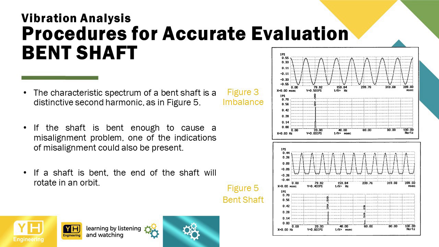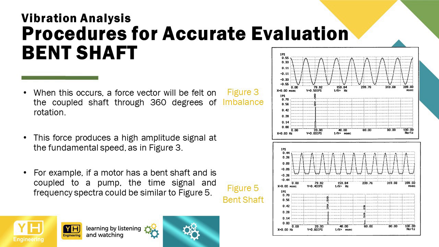If the shaft is bent enough to cause a misalignment problem, one of the indications of misalignment could also be present. If a shaft is bent, the end of the shaft will rotate in an orbit. When this occurs, a force vector will be felt on the coupled shaft through 360 degrees of rotation. This force produces a high amplitude signal at the fundamental speed, as in Figure 3. For example, if a motor has a bent shaft and is coupled to a pump, the time signal and frequency spectra could be similar to Figure 5.